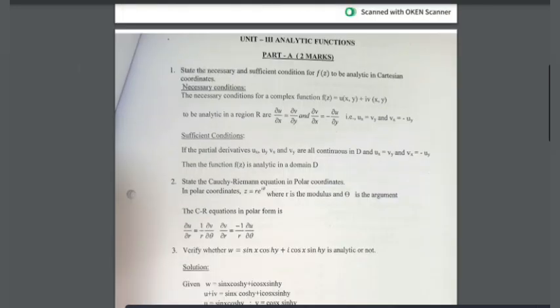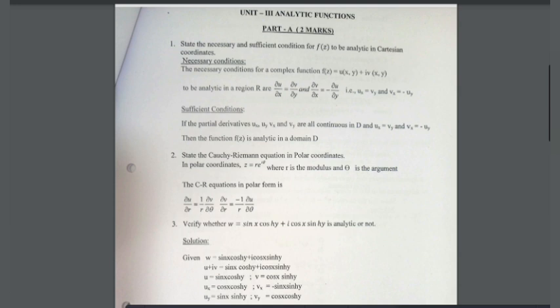Now we are moving to the third unit, that is analytic functions. We are seeing the 2 marks in analytic function. So the first 2 mark is: state the necessary and sufficient condition for f of z to be analytic in Cartesian coordinates. So the necessary condition for the Cartesian coordinate is nothing but f of z is equal to u of x comma y plus i v of x comma y.